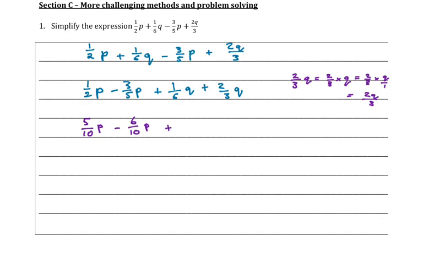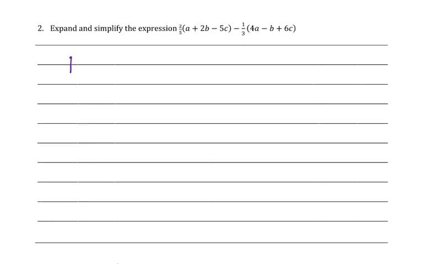For the final two terms, the lowest common denominator is going to be 6ths. So 1/6 of q stays the same. And then 2/3 of q is going to change to 4/6, timesing the numerator and denominator by 2. Okay, so we need equivalent fractions in order to add the fractions. Adding the fractions, so 5/10 of p minus 6/10 of p is going to be negative 1/10 of p. And then 1/6 of q plus 4/6 of q is obviously 5/6 of q.